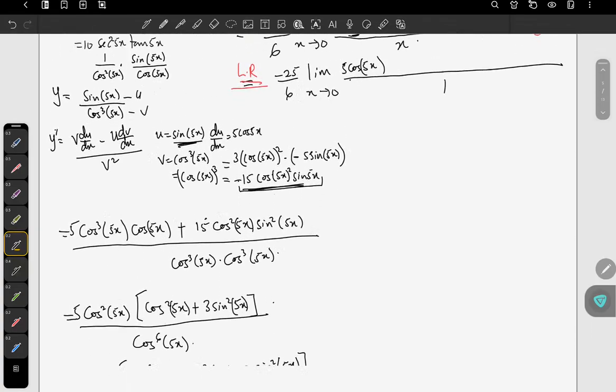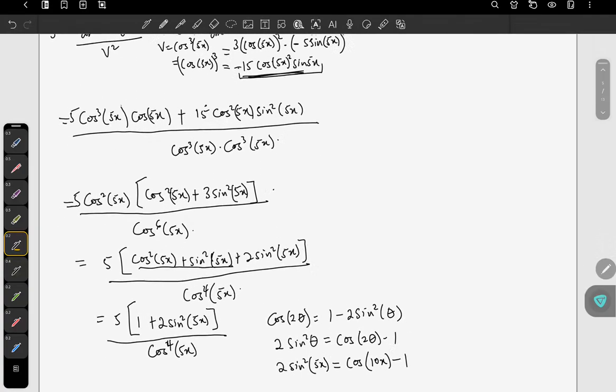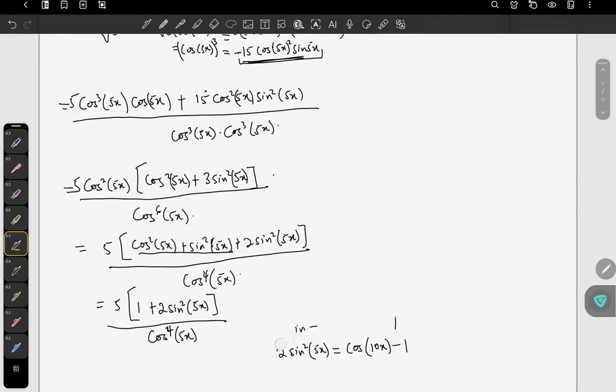You know what? I'm just going to use these directly. I think rather than trying to simplify that, it's better I just write this as equal to 1 plus 2 sine squared 5x sec raised to power 4 5x. Yeah, that should work for our purposes.